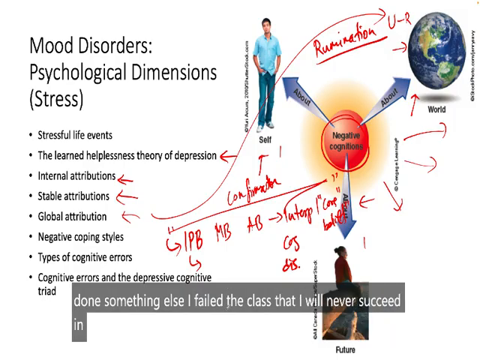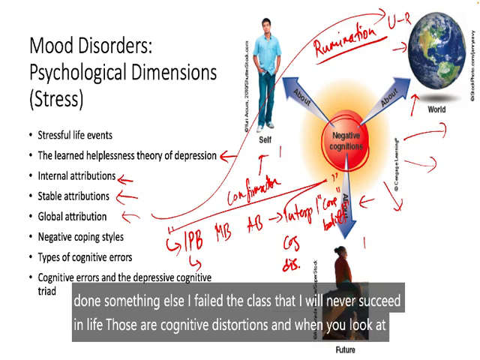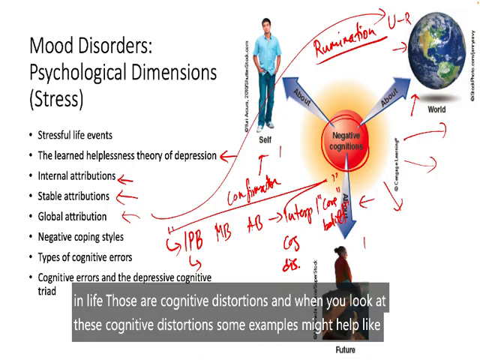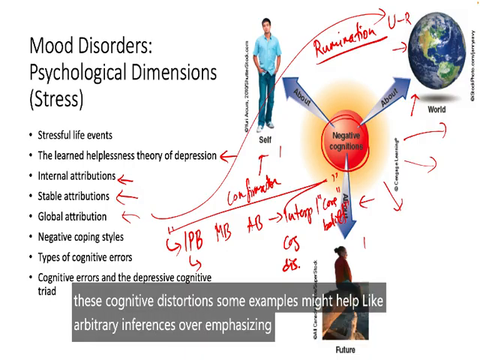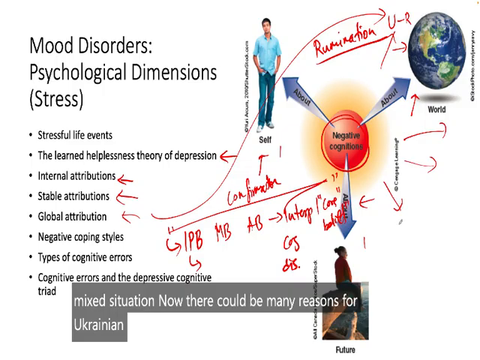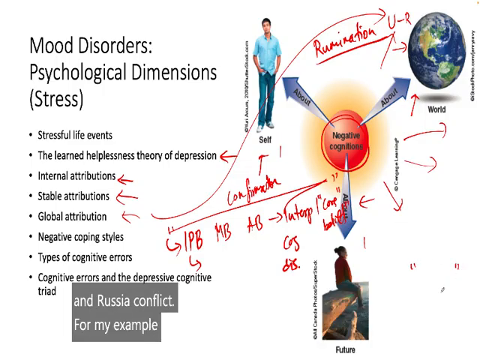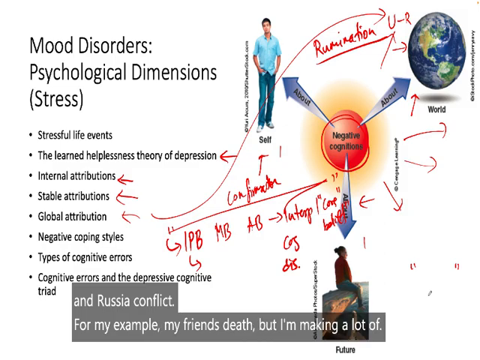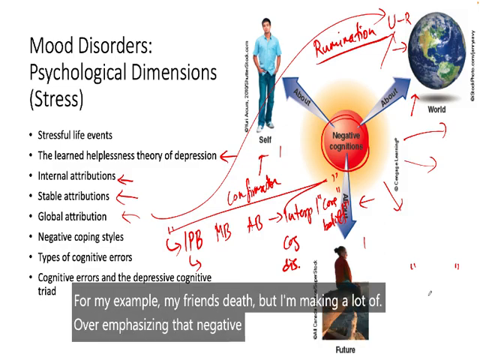Those are cognitive distortions. And when you look at these cognitive distortions, some examples might help, like arbitrary inference, overemphasizing the negative aspect of a mixed situation. Now, there could be many reasons for the Ukraine and Russia conflict. For my example, my friend's death, I'm overemphasizing the negative aspect that could have led to my friend's death.